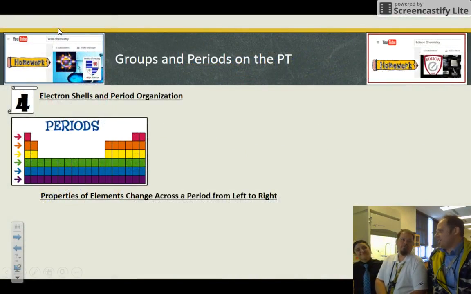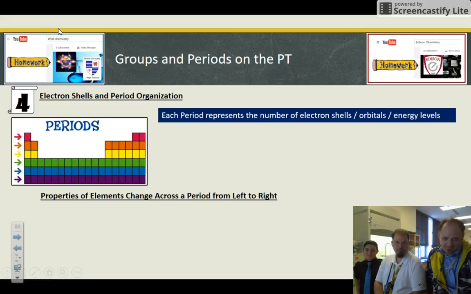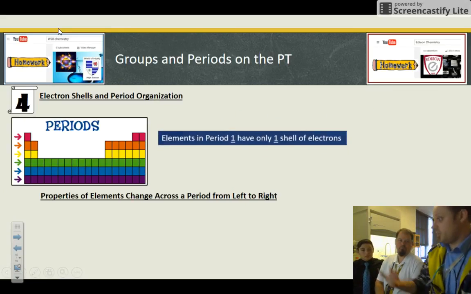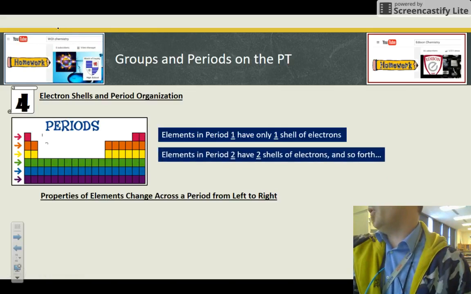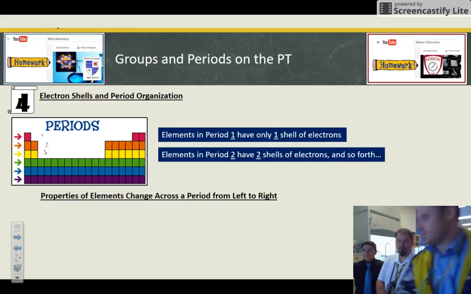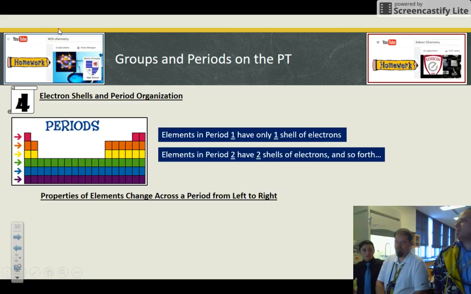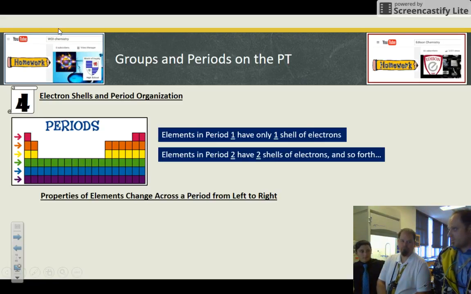Get to the lecture. Electron shells and the period organization. All right. Each period is going to represent the number of energy levels that we have. These are also called electron shells or orbitals. So just let me pick up the pen and show you. 1, 2, 3, et cetera, all the way down. One has one shell, two has two, and so on. Same pattern all the way through.